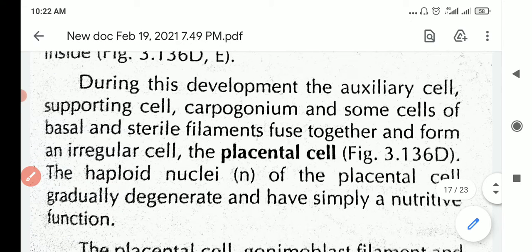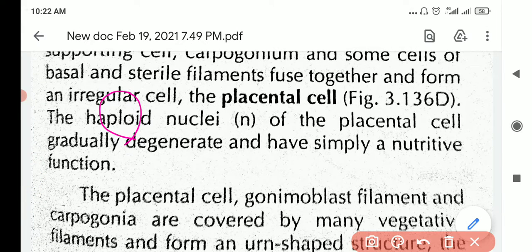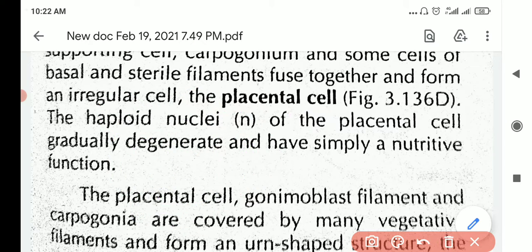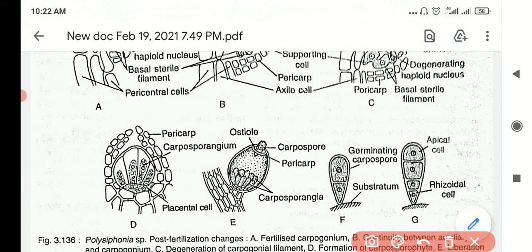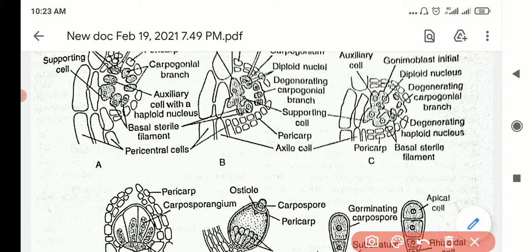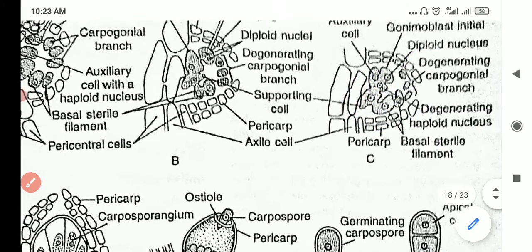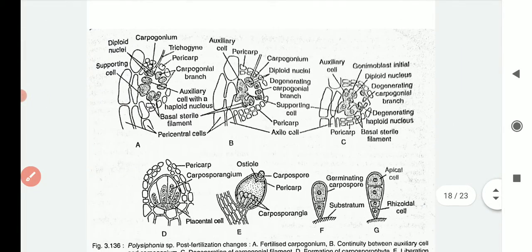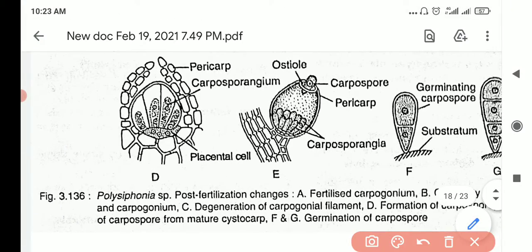Remember, we had one auxiliary cell and one basal cell, then one sterile cell, right? Then those lateral cells, right? They all fuse to form that placental cell. Okay, there, this bottom part is the placental cell, and it came from all these previous cells, like the basal sterile cell, the supporting cell, that auxiliary cell. It came, one minute, let me just expand it. Okay, this one, the basal cell, the auxiliary cell, they will fuse to form that placental cell. Okay, this one, this placental cell.